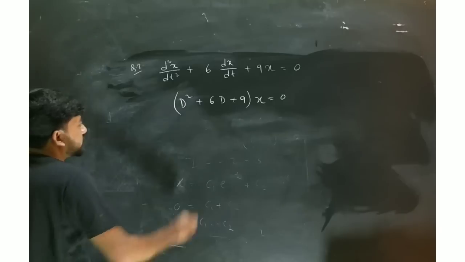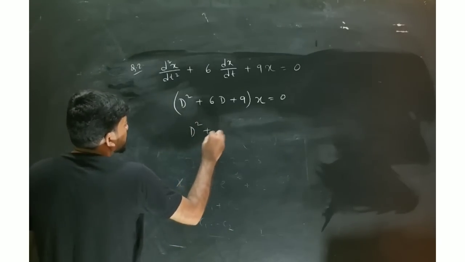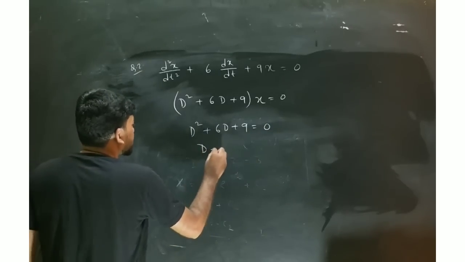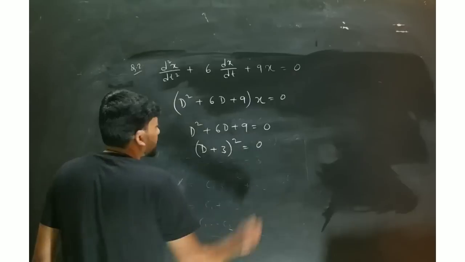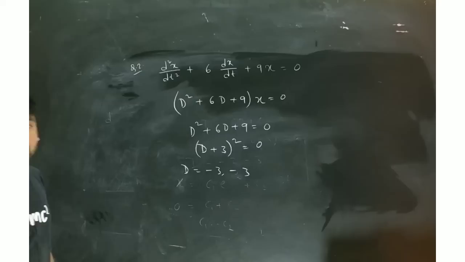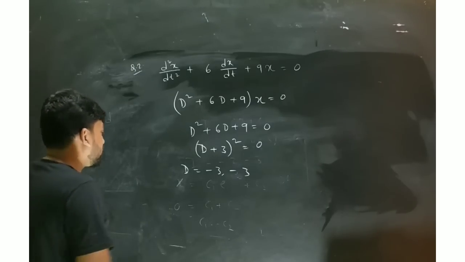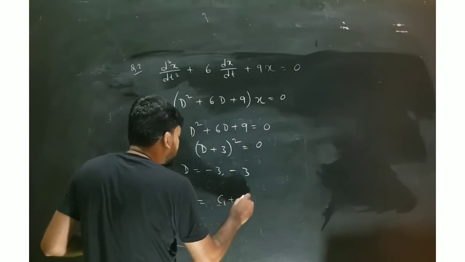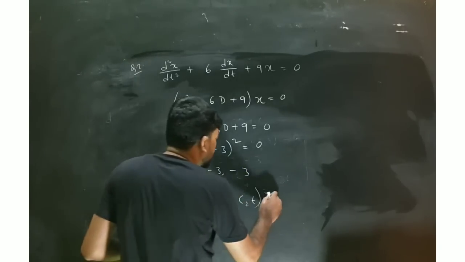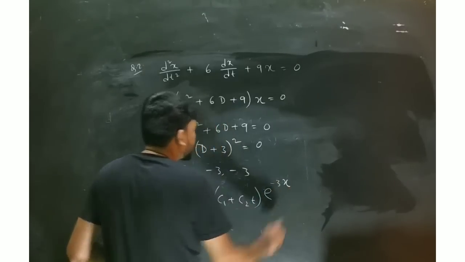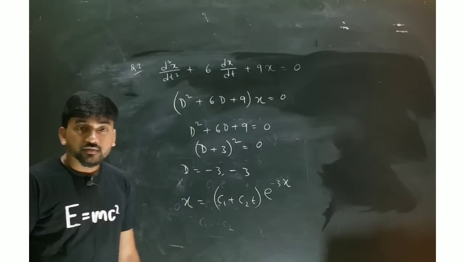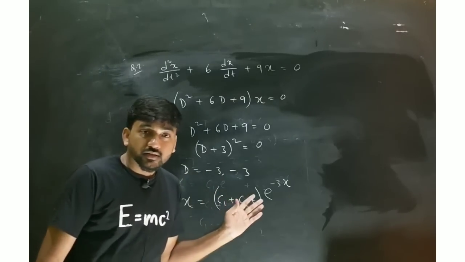So what is the symbolic form? Obviously the auxiliary equation will be D² + 6D + 9 = 0, and you can see easily this is nothing but (D + 3)². So D will be -3 and -3. So the roots are equal. What will be your solution? The solution will be (c1 + c2 t) e^(mt), where m is -3. So this will be your solution. This is how you can solve the problems directly, just by remembering the three results I have said earlier.